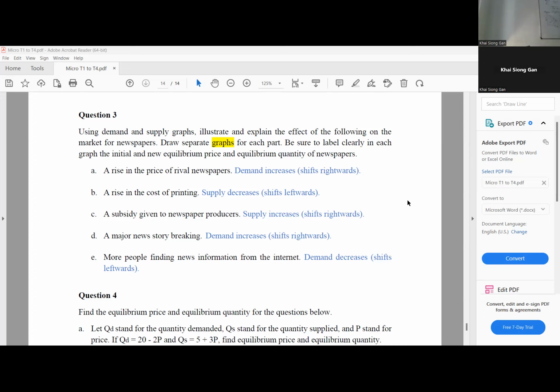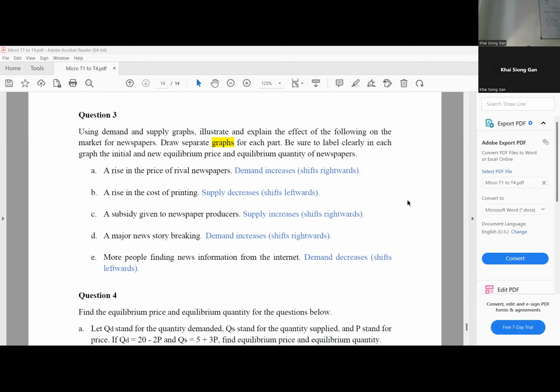One last example. More people finding news information from the internet. They are using internet. So now no one wants to go and read newspaper anymore. So demand decreases. Quantity, price, demand curve, supply curve, equilibrium. No one wants to read newspaper anymore because everyone goes for internet.